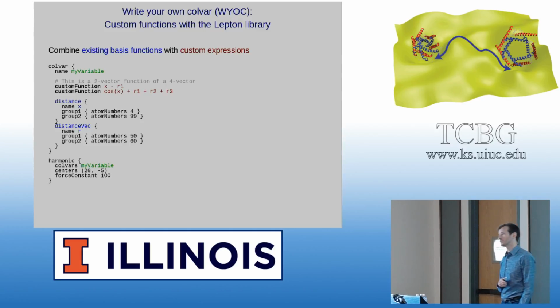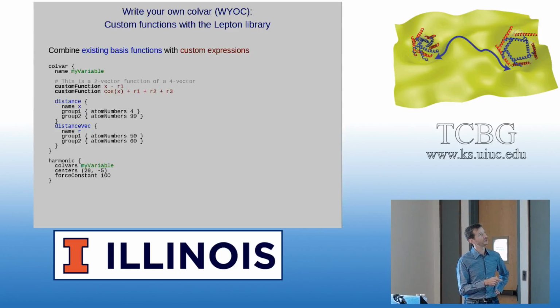So the reason why this is really efficient is that what Lepton does is it will compile these into an evaluation tree, and then it will have essentially pointers, like memory references, to each of these. So that is compiled once and for all, and what Colvars does is just set the right values in memory at those locations, and then call the evaluation function and get the result.